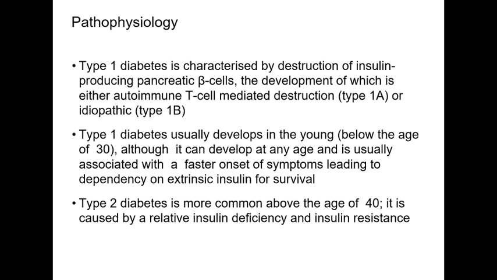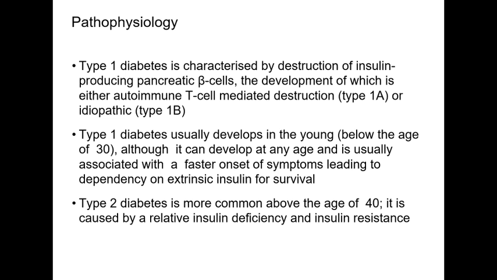And it can develop at any age and is usually associated with faster onset of symptoms leading to dependency on extrinsic insulin for survival. So in this case, mostly the cases are diagnosed at an age below 30 years, but it can develop at other ages also, and the onset of symptoms is rapidly seen in this type of diabetes. And extrinsic insulin, meaning insulin injections, have to be administered.